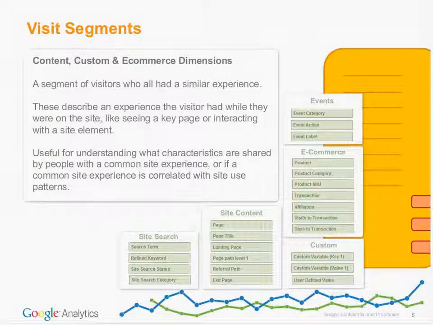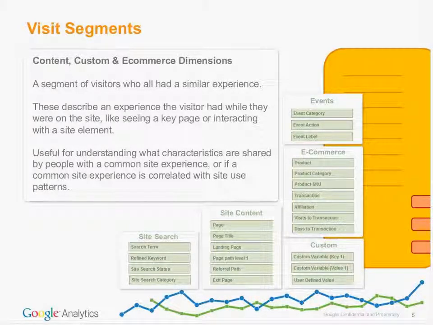The flip side of that are visit segments. Visit segments are visitors who've shared some sort of common experience while on your site, regardless of where they came from or how they got there. By pivoting on one or more visit qualities, you can understand what qualities of a visitor are likely to send traffic that engages with your site in a specific way.